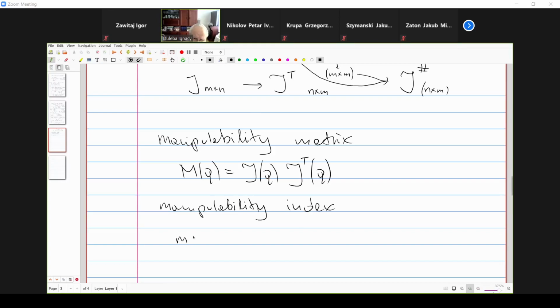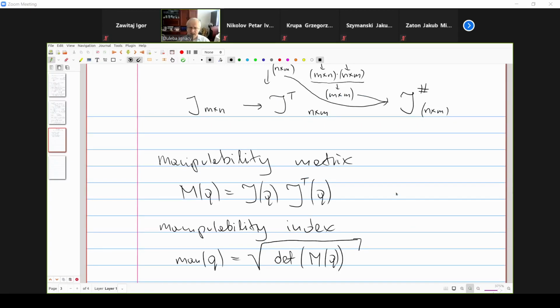So usually it is, of course, because the matrix depends on Q, the manipulability index should also depend on Q, and it is equal to the square root of the determinant of this matrix. And what for do we define this? Because it has a clear physical meaning, which will be explained a little bit later.